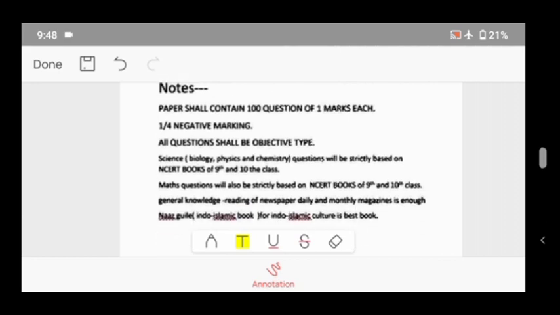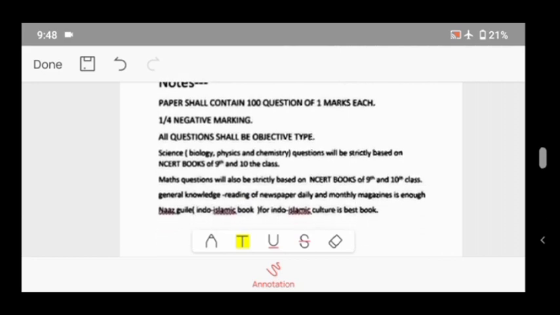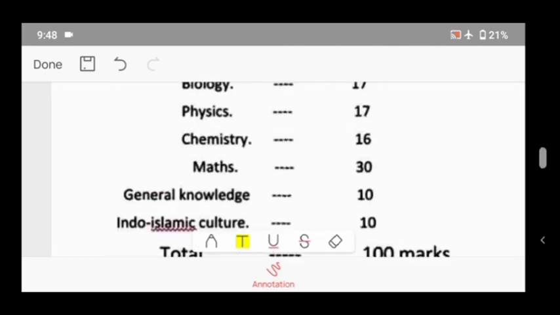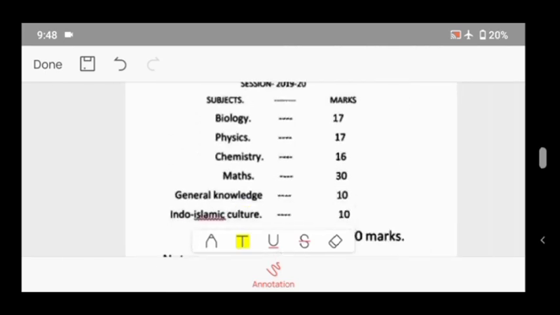Okay, so for general knowledge, if you read the newspaper or a magazine every day, or read general knowledge on your mobile every day, or know the news every day, you will easily know it. And for Indo-Islamic, the Nas guide is best. I recommend it. So here biology is 17 marks, physics 17 marks, chemistry 16 marks, maths 13 marks, general knowledge 10, and Indo-Islamic culture 10. It depends on them what they put first in the paper, Indo-Islamic or maths. If maths, it will be a little hard. If you study the full syllabus, then you will know it easily.